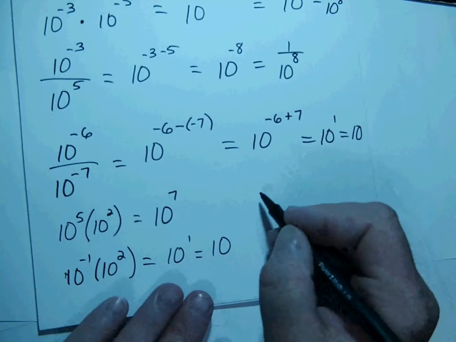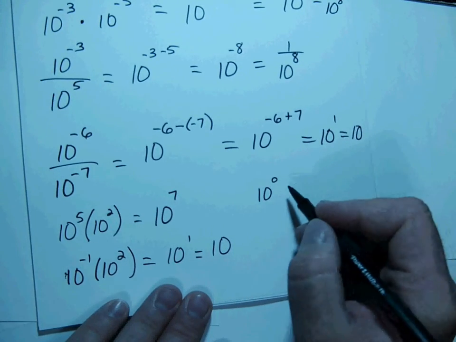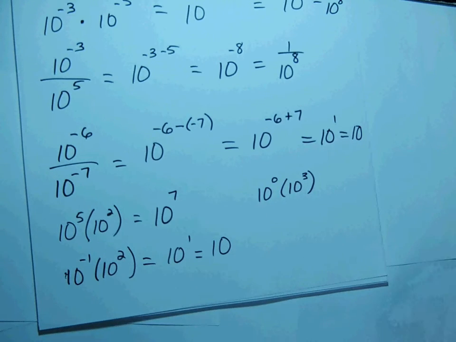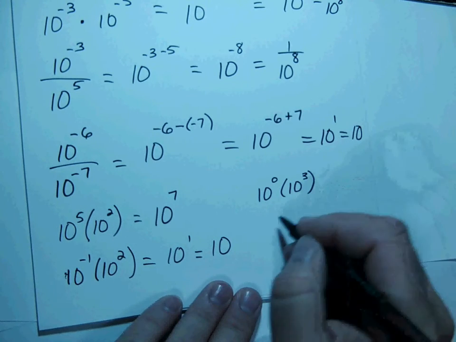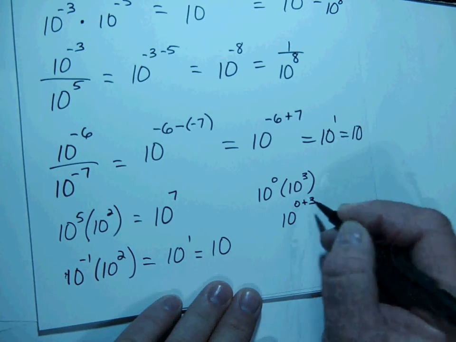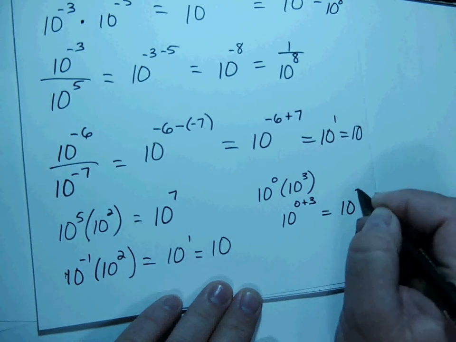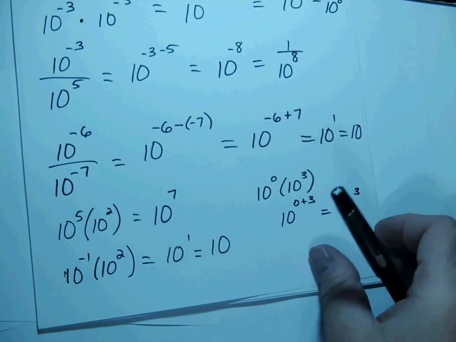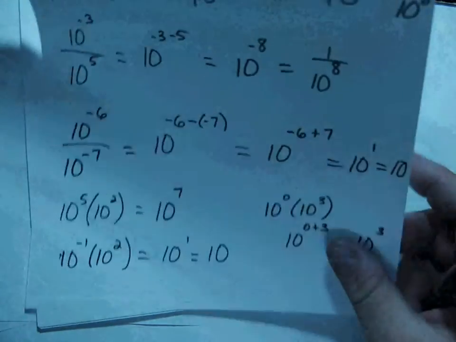Part C, 10 to the 0 power times 10 to the 3rd power. Now, just because there's a 0 involved, sometimes we think, oh, the whole thing must be 0 because there's a 0 in there. No, not now. It's an exponent of 0, which means I'm going to add, right? So let me write it underneath here. That's 10 to the 0 plus 3, which is just 10 to the 3rd power. Okay, I'm adding exponents. All right, fair enough.